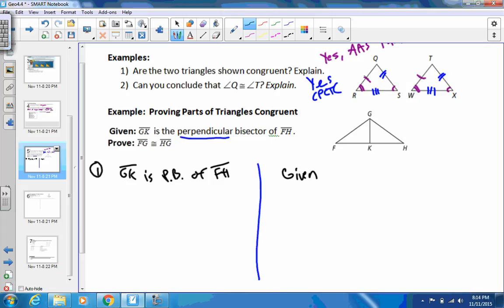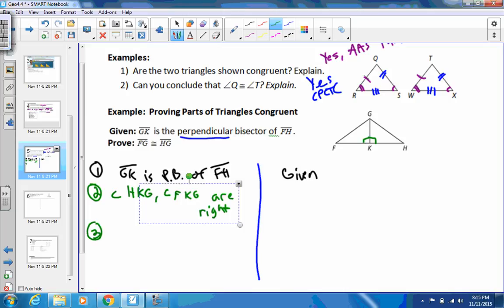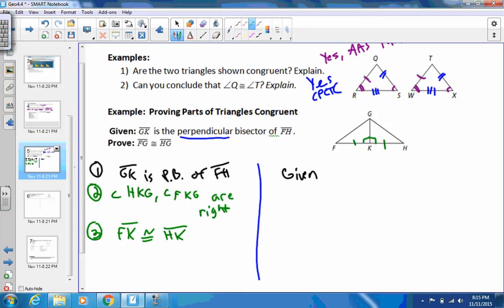Now let's think about how we can connect that to our picture here. If it's a perpendicular bisector, first of all, the word perpendicular means you have right angles. So let's say that angle HKG and angle FKG are right angles. That's from the definition of a perpendicular bisector. And there's something else you can say from the definition of a perpendicular bisector. Since it bisects this segment, cuts it in half, segment FK is congruent to segment HK. That's the definition of a perpendicular bisector.